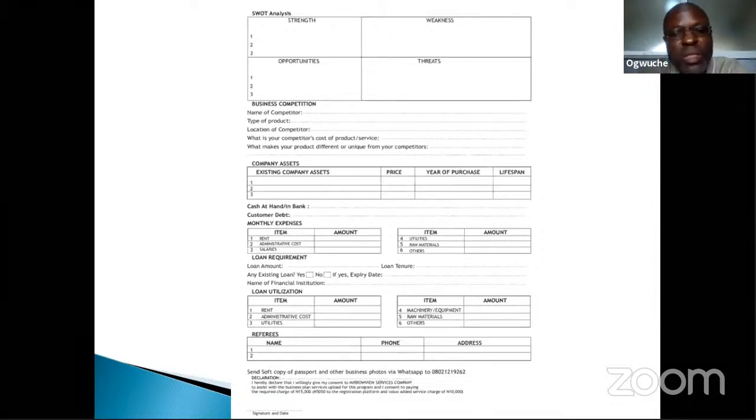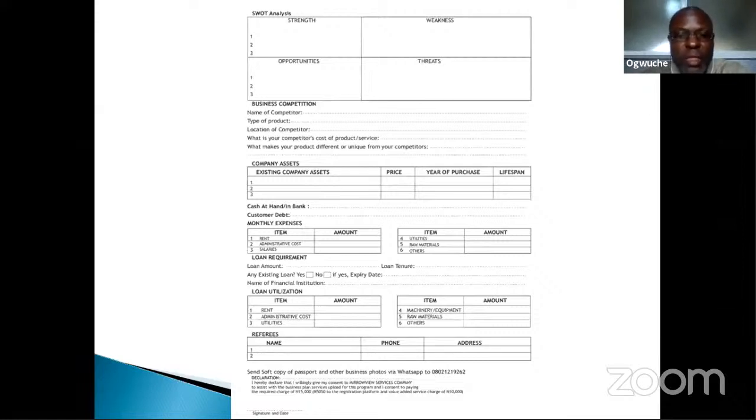So it's in FCT, even if it's in Buhari and you are in Kubwa, you are all competitors, because basically you are going after the same target customers. Location of competitor, you have to locate where he is within your immediate environment, so you indicate. Then what is your competitor's cost of production?